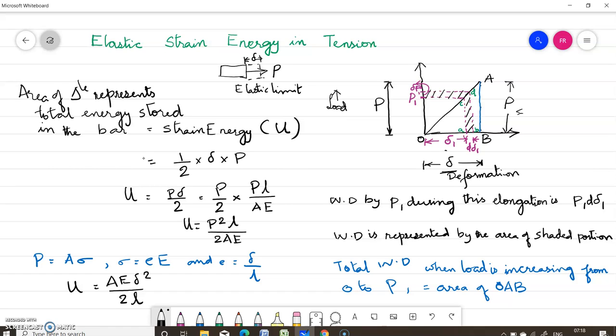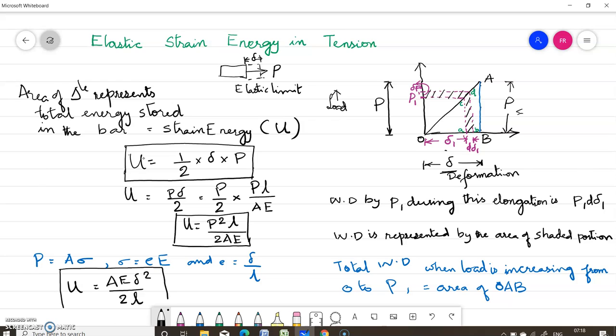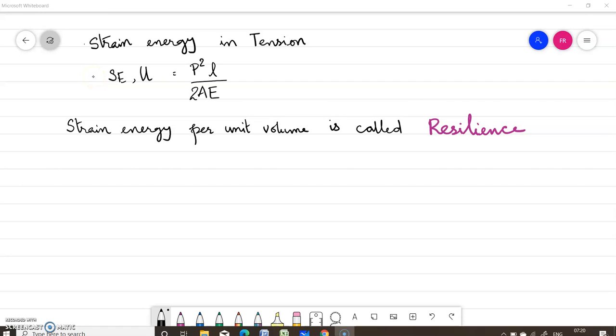So you have got different forms of strain energy. U is equal to P into delta by 2, where P is the total load and delta is the total elongation, or U is equal to P square L by 2AE, where L is the length, A is the area of cross section, and E is the Young's modulus of elasticity, or U equal to AE into delta square by 2L. So we have the equation for strain energy in tension as U equal to P square L by 2AE. Now the strain energy per unit volume is called resilience.